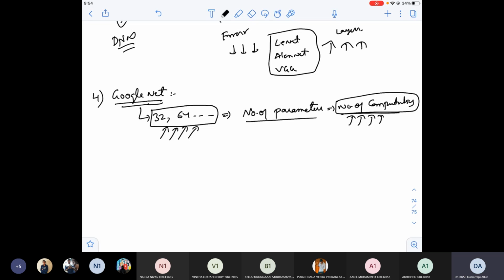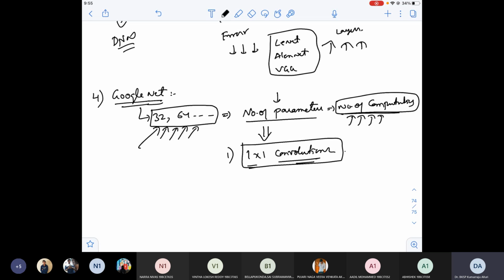So to handle this problem, they came up with multiple concepts. It's an absolutely smart architecture when compared with previous architectures. It's a very, very smart architecture when compared with other previous architectures. They put their real mind into this and they came up with this. They came up with a concept called one-by-one convolution. One-by-one convolutions would reduce the computations or the number of parameters, even though the number of layers are increasing. So what is that one-by-one convolution?